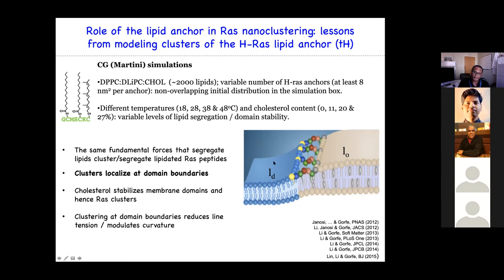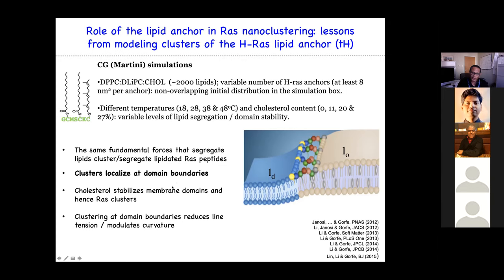Really invariably. And ultimately what we concluded was that the same fundamental forces that phase separate or segregate lipids based on acyl chain saturation, for example, would also segregate RAS peptides from the LD or LO pure phase in general to domain boundaries, and also force them to cluster. And the role of cholesterol would then be simply to facilitate lipid domain formation.